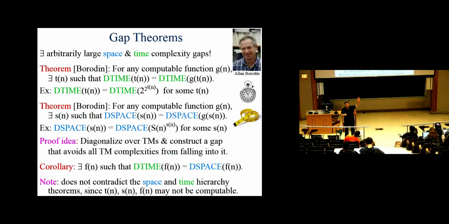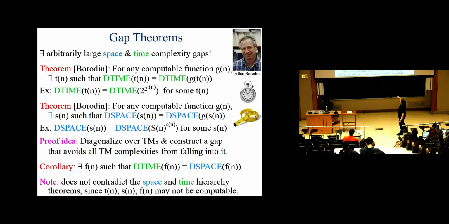I remember that technical requirement we mentioned. And now you know why. Because if they weren't computable, you can get weird pathological behaviors like this, big arbitrary gaps. And it doesn't contradict the space and time hierarchy theorems, which pertain to computable time bounds and computable space bounds, not uncomputable bounds like we allow here. Okay? So that's really weird.